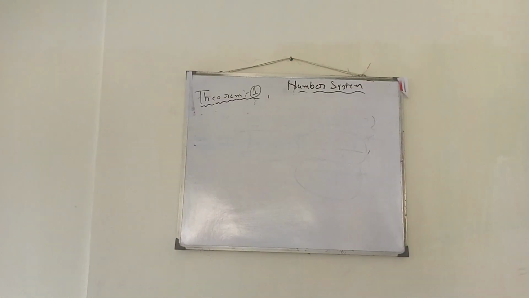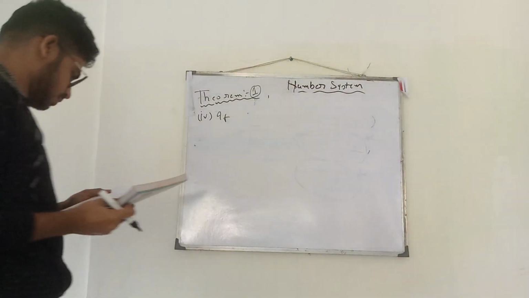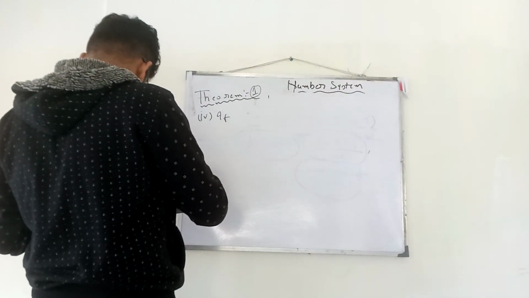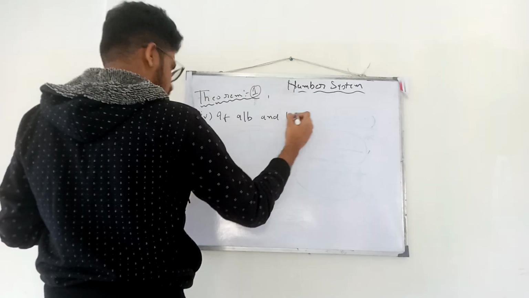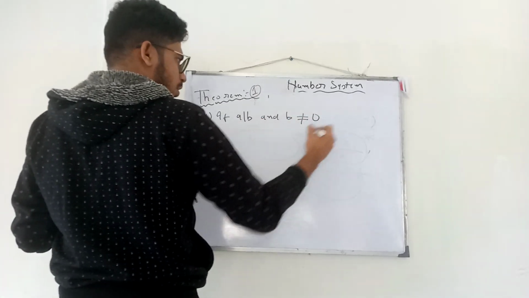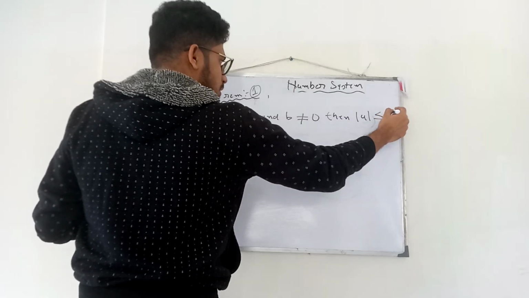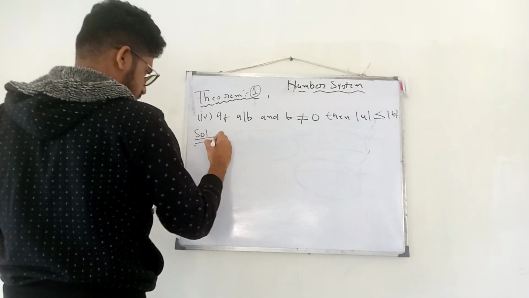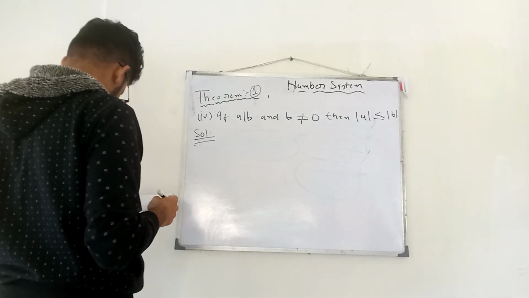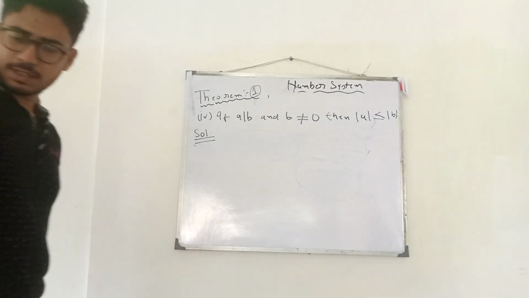Okay, the fourth subset is saying: if A divides B, and B not equal to 0, then A is less than or equal to B. So now this is a theorem, a subset of the theorem.